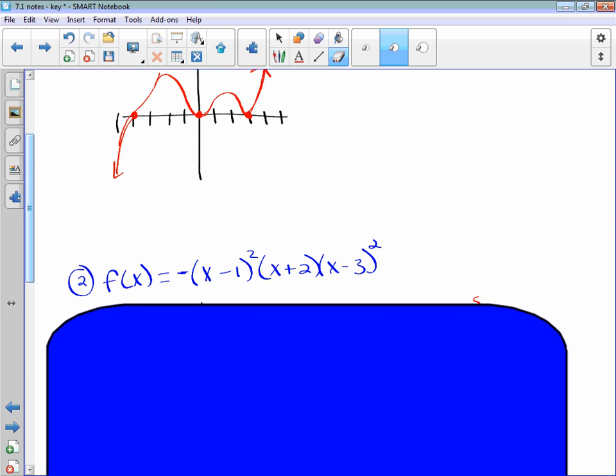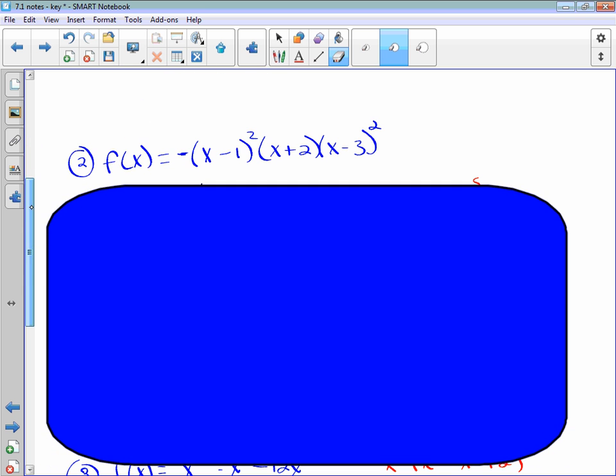All right, guys, let's look at this one, see how we did. So you have a lot of things going on here. You have a negative out in front. Your degree ends up being 5, so your ends are going the opposite way. You've got your 3 x-intercepts. 2 of them are going to bounce.